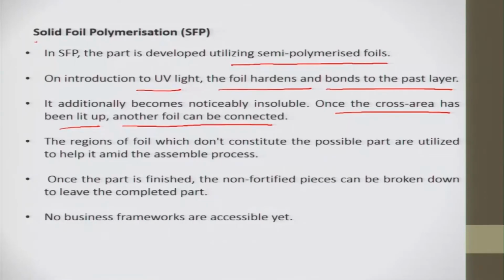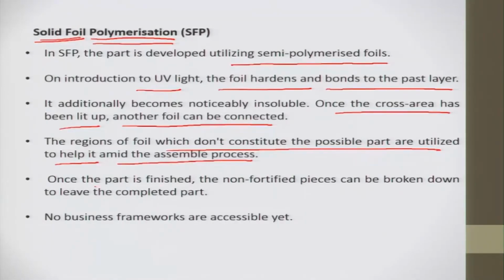So, in this case, solid foil polymerization is being carried out. The foils which do not constitute the actual part are utilized to support it during the build process. Once the part is finished, the non-fortified pieces can be broken away to leave the completed part. So, these are a few very prominent processes which are being used in rapid prototyping.